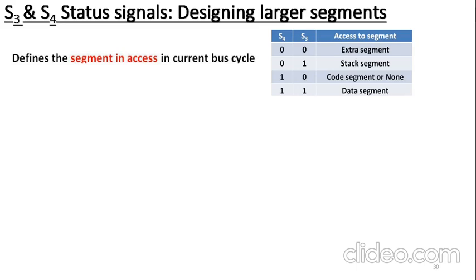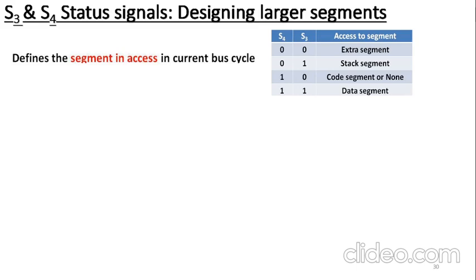And then the third column will be access to segment. Whenever the status bits are 0, 0, it means that the 8086 processor is now accessing the extra segment. If it is 0, 1, then the processor is accessing the stack segment in the current bus cycle. 1, 0 means the processor is accessing the code segment or none of the segments, no segment. And whenever 1, 1, the processor is accessing a data segment. It means that in the current bus cycle, which segment is in access will be properly indicated by the S4 and S3 status signals.